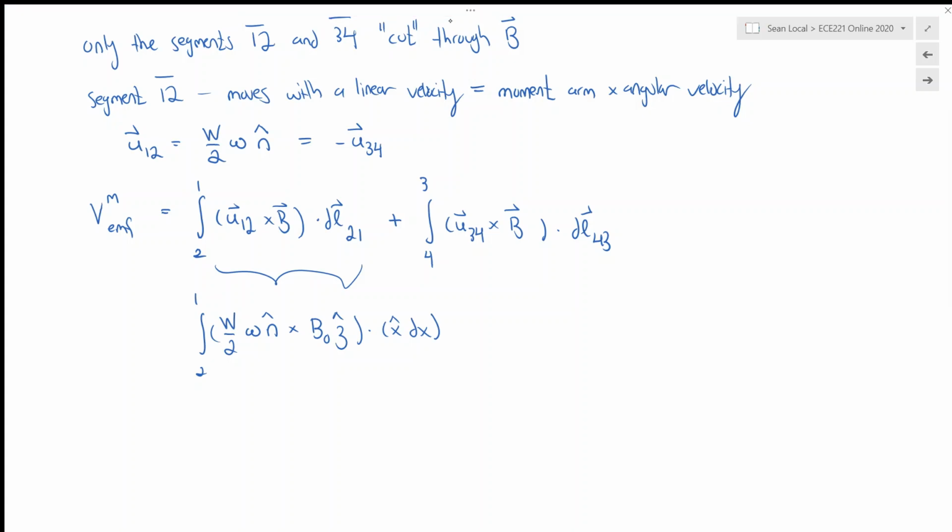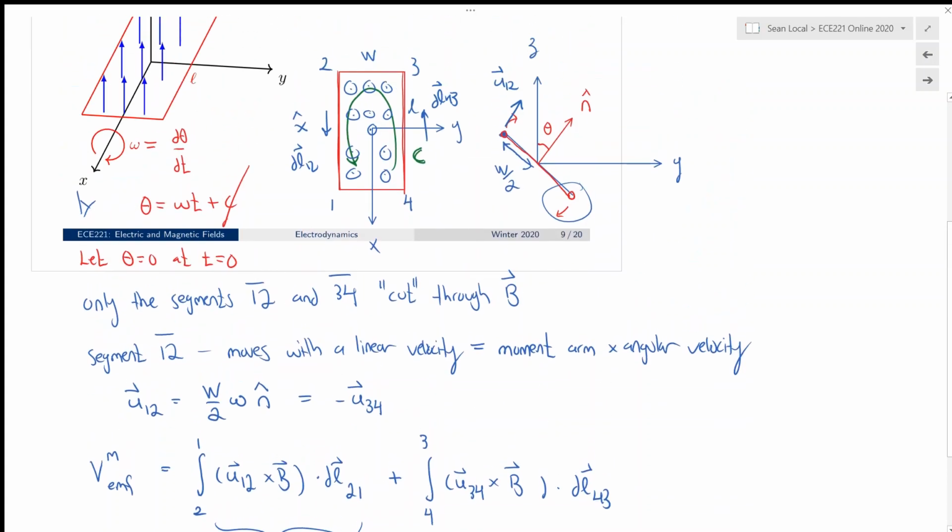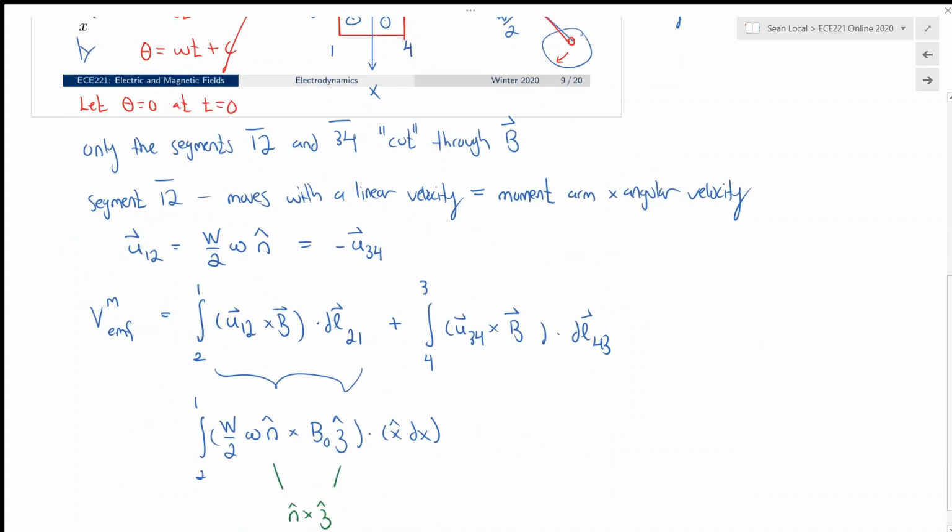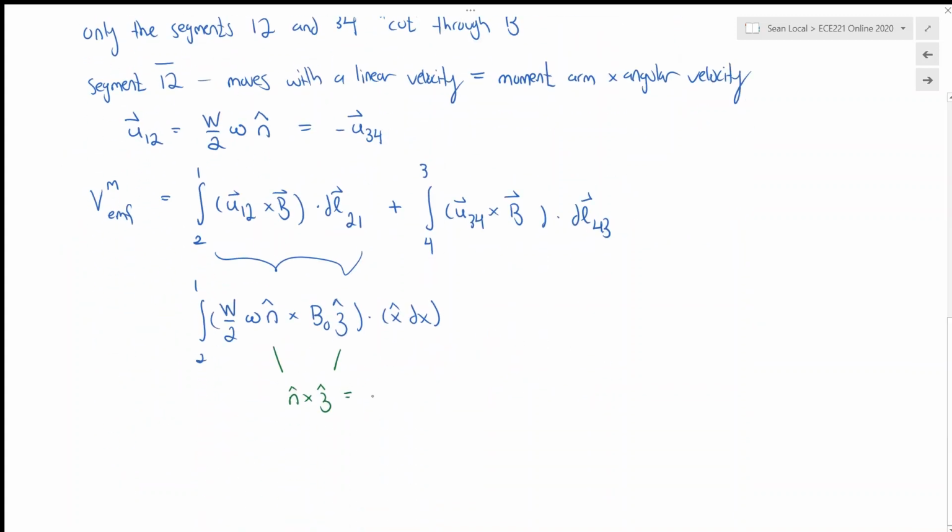Now let's deal with this product of n hat crossed with z hat. So if we return to our side view diagram, you can see n hat points up and to the right and the z-axis is upward. So if I evaluate n cross z hat, the result is going to be in the positive x direction. And the magnitude of the cross product of these two unit vectors will be the sine of the angle between them. So this will be equal to x hat sine theta. And then we're going to end up dotting these two x hats together, which will just get rid of our dot product in this expression.